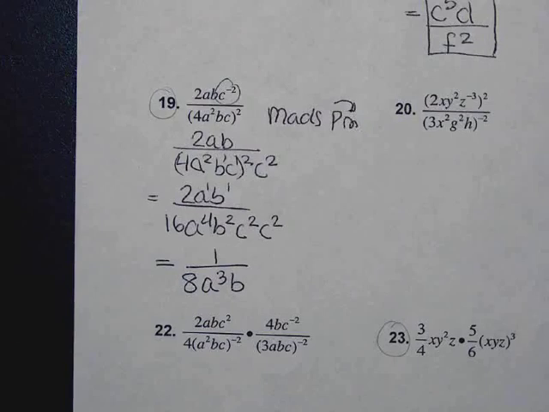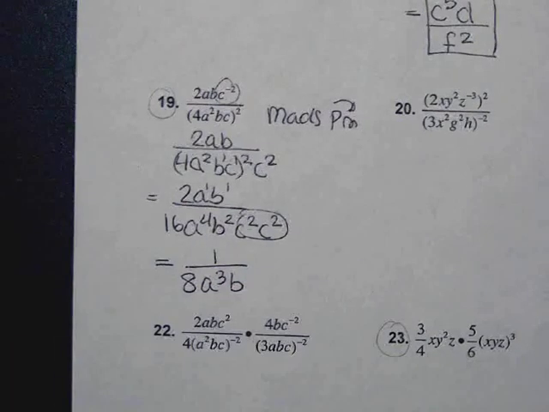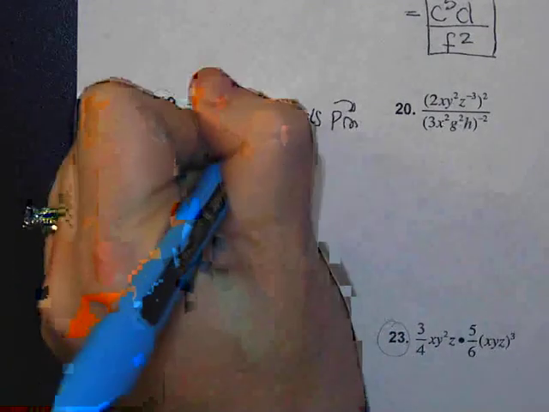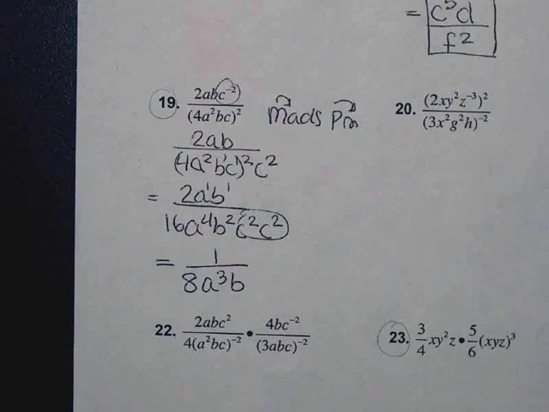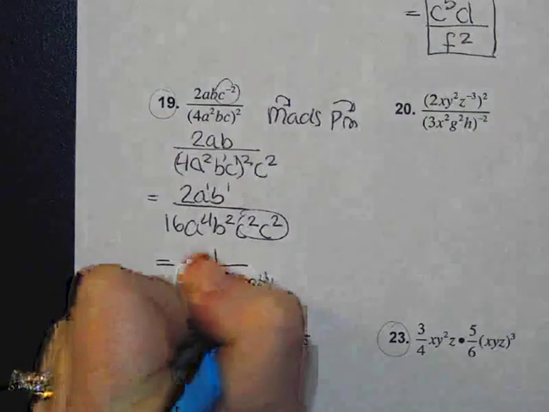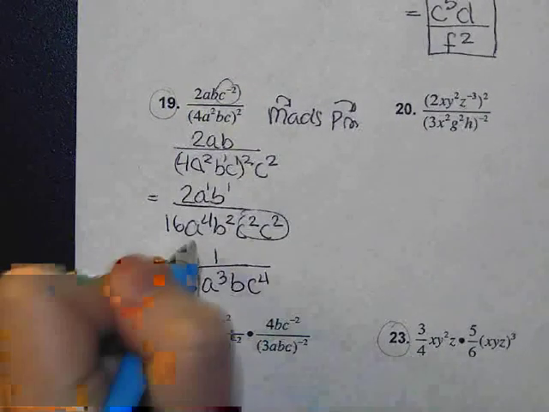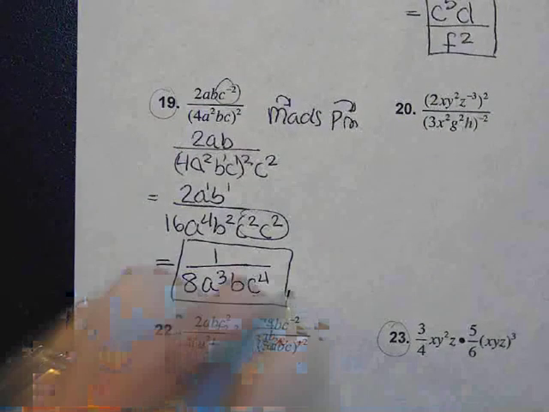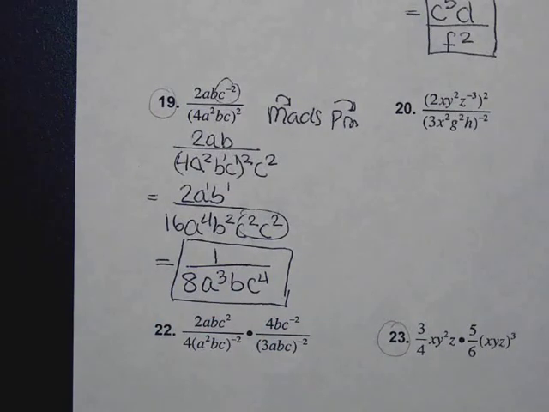on bottom. C squared times c squared are getting multiplied, so that tells me to add my exponents. So that would be c to the fourth on the bottom. Numbers are reduced. Like terms are combined, so that would be your final answer for that one.